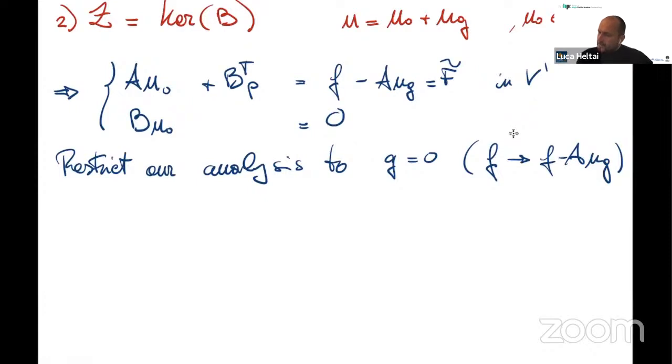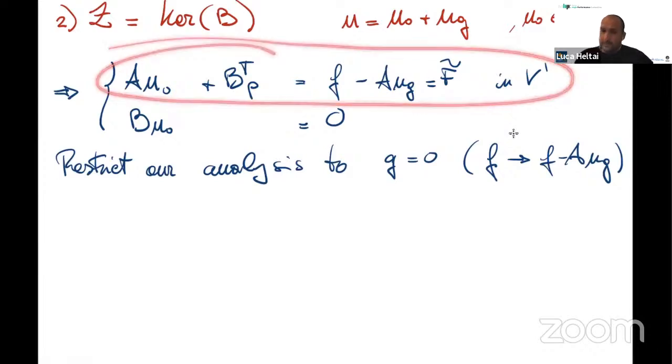We have a mixed problem, and we want to make sure that there exists a unique solution U0, P for this problem. And we cannot ask for the kernel of B to be trivial. If the kernel of B were trivial, then the only possible solution for this problem would be U0 equals zero. So the kernel of B cannot be trivial. In fact, the larger the kernel of B is, the larger is the space in which we look for solutions. But since we are restricting to the kernel of B, we might as well try to understand what happens if you also restrict the test functions to be in the kernel of B.